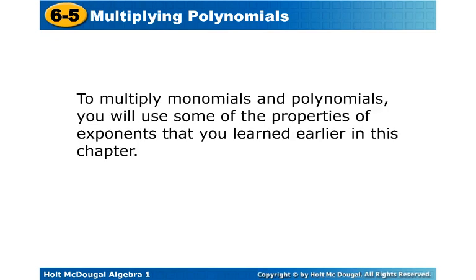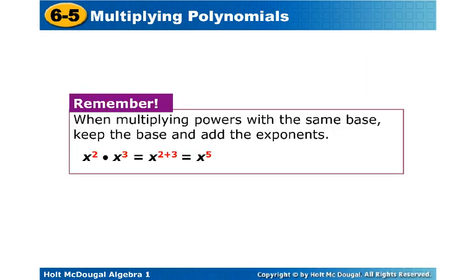So what we're going to start out with is to multiply polynomials and monomials. So remember, monomials are one term, whereas polynomials could be any number of terms. Okay, and you'll use some of the properties of exponents that we have learned earlier. But we're simply going to be multiplying a monomial with a polynomial. So remember to keep in mind that when you have the same bases, you simply just add your exponents together to get what your power will be for your base.